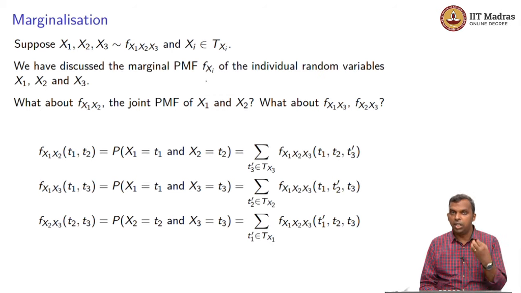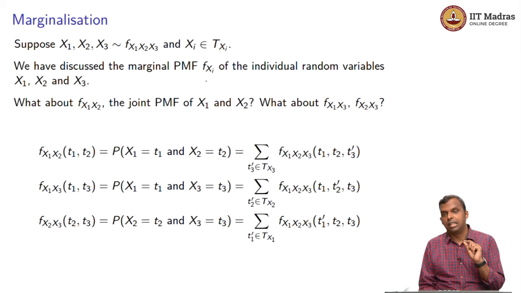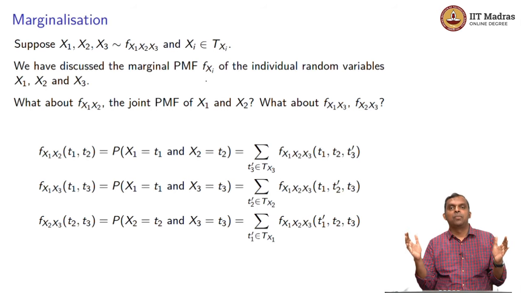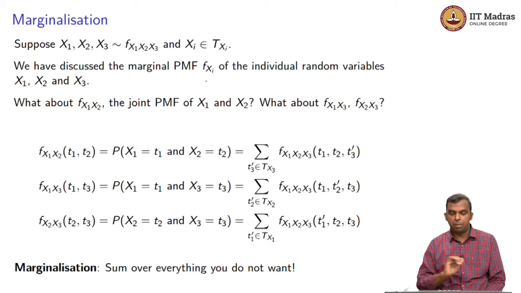And the marginals need not be individual random variables. They can even be pairs of random variables, X1, X2, X1, X3. What do you do for X1, X3? You sum over t2 prime, which will be this variable that is in the range of X2, T_X2. You sum over all possibilities for X2. You will get f(X1, X3). Same thing with X2, X3. You sum over all possibilities for X1. Right? So it's a very simple extension, right? So we started with the entire joint PMF, and then we said maybe the marginals are interesting. We looked at the individual marginals. Now we have pairwise marginals, and you can now extend to other situations. Okay, so basically this principle is important to remember. Whenever you want to marginalize, you keep what you want, sum over everything you don't want, and you get a marginalization.